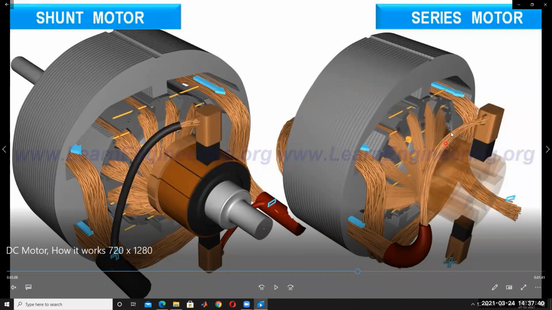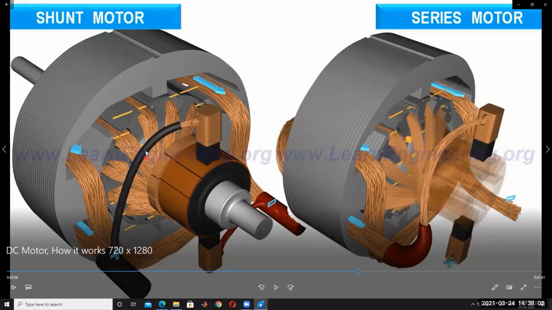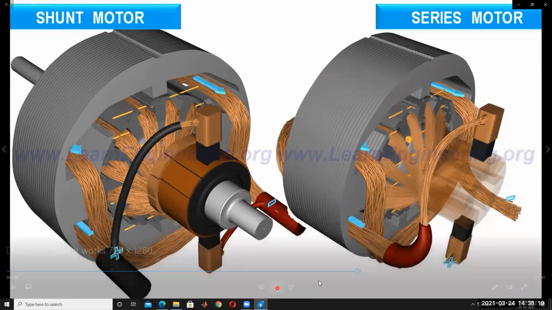This is called the field winding. If the field winding and armature winding are connected in series, that is called a series motor. Understand? If the field winding and armature winding are connected in parallel, that is called a shunt motor, or otherwise a shunt generator. If they are connected in series, that is called a series generator or series motor. Based on the field connection and armature connection, motors or generators can be classified.